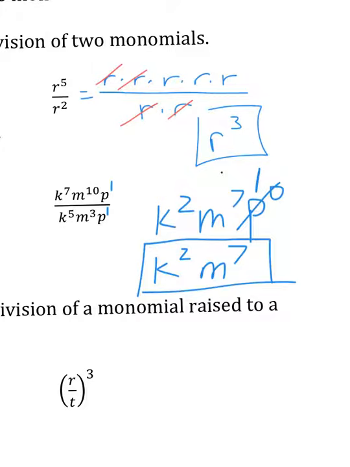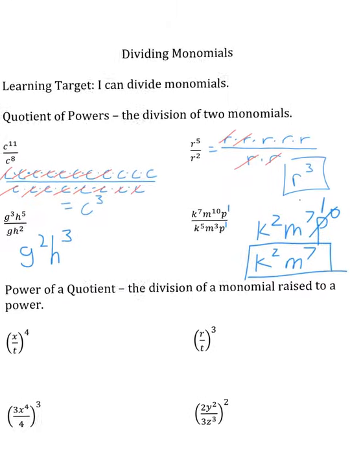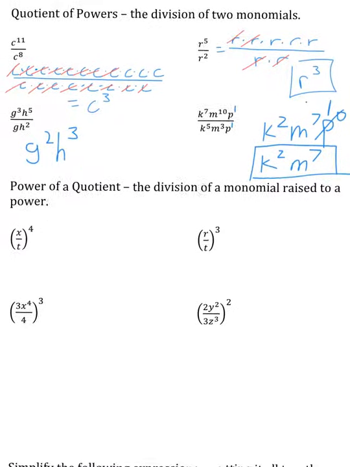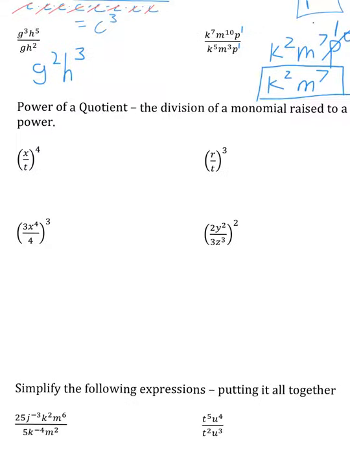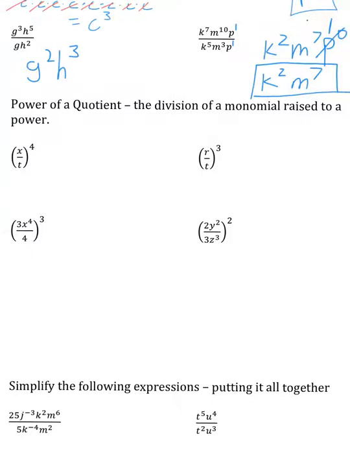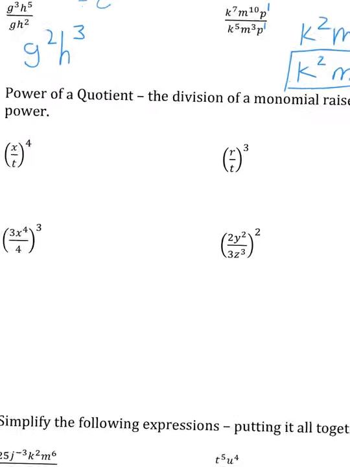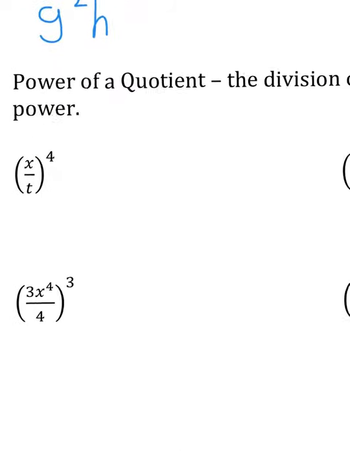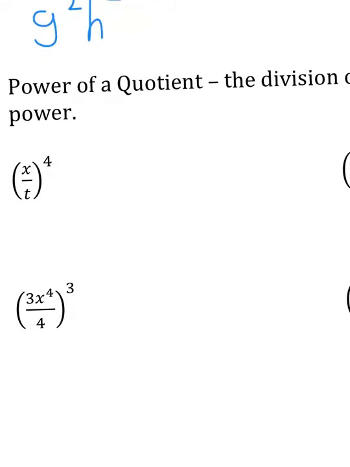All right, so just reviewing, if we have a quotient of powers, the division of two monomials, we are going to subtract the exponents. Now if we have a power of a quotient, so that's the division of a monomial raised to a power, let's think about what we might do there. Well, we know the exponent just means that we're multiplying that thing by itself that many times, right? So if we have something to the 4th power, we multiply that by itself 4 times. So let's write that out.